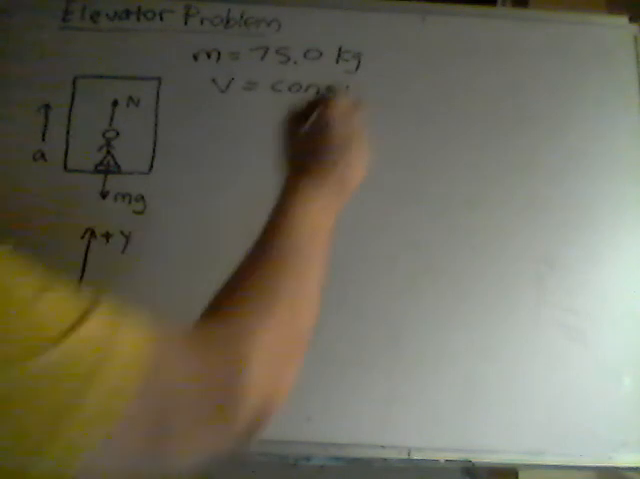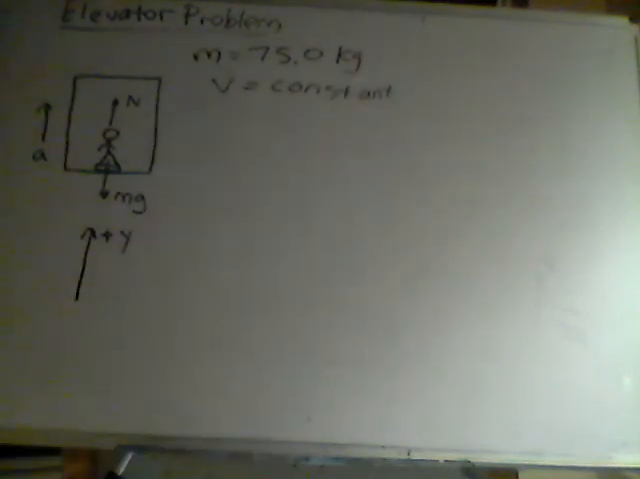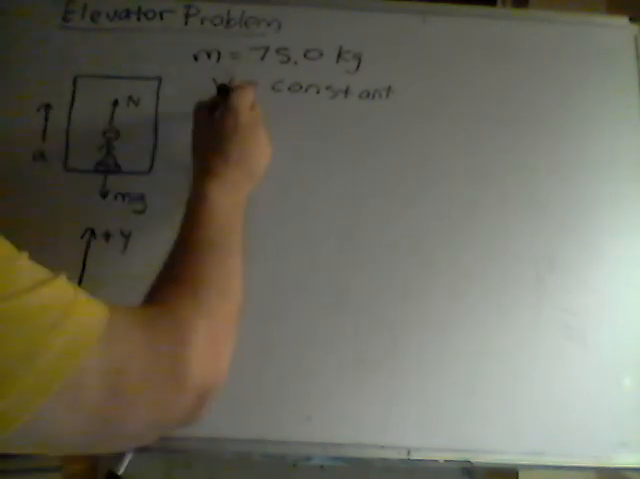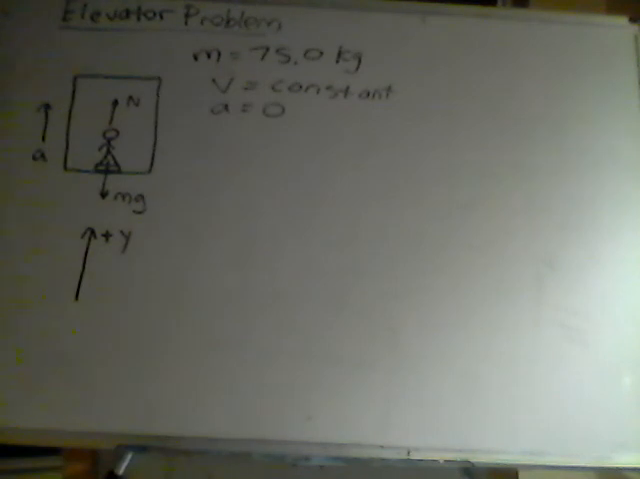If the velocity is constant, what do we know about a constant velocity? Well, acceleration is a change in the velocity with respect to time. It means your acceleration now is zero. It means the elevator is not accelerating. It's zero.